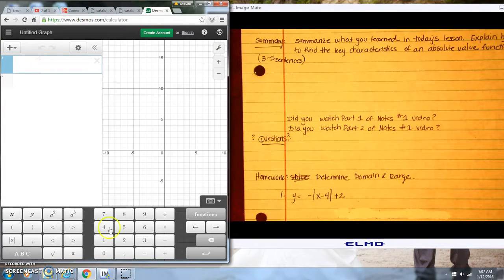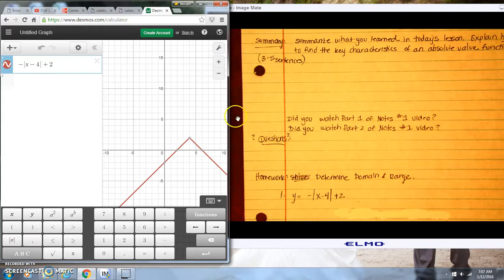Okay, so I'm going to put negative absolute value, it's the one with a little a, x minus 4, and it starts graphing it for you already, so it's shifted from the parent function at the origin 4 units to the right. It is facing down, and then plus 2. So it's shifted up 2 units. And there's your function, okay?